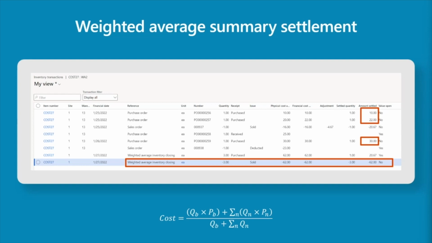To close the loop, if we divide the $62 of financially closed inventory receipts by the quantity received, which was 3, that is how we arrive at the $20.67 for our weighted average for this period. The detailed equation for weighted average can be seen below. The weighted average cost is equal to the beginning quantity times the beginning price, plus the sum of each receipt quantity times its receipt price, all divided by the beginning quantity plus the sum of the receipt quantity.